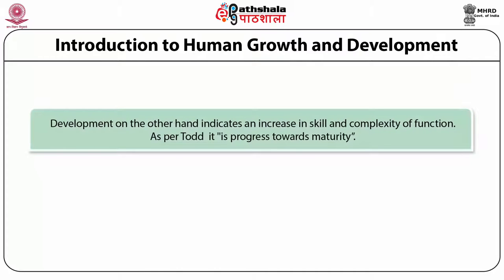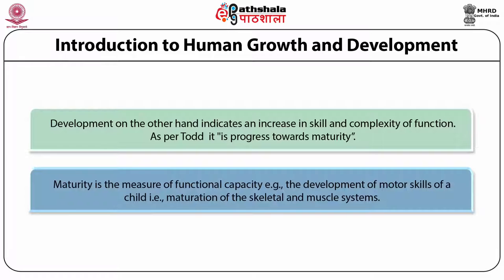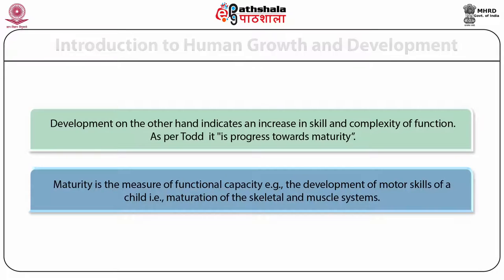Development, on the other hand, indicates an increase in skill and complexity of function. As per Todd, it is progress towards maturity, whereas maturity is the measure of functional capacity. Example, the development of motor skill of a child, that is maturation of the skeletal and muscle system.